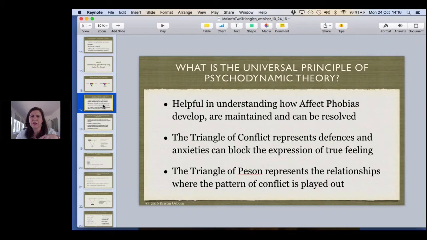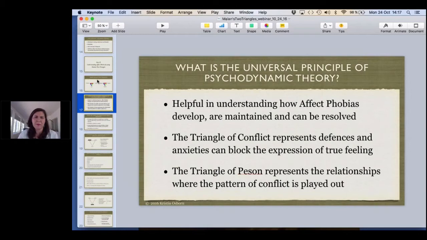And he termed his theory the universal principle of psychodynamic theory. And the two triangles are how he demonstrates that theory. And so this theory is very helpful in understanding how affect phobias are developed, maintained, and resolved. What do I mean by that?